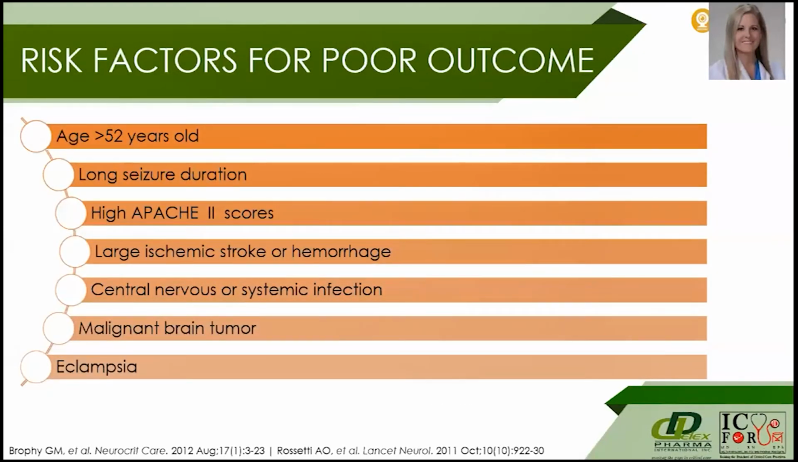There are a few risk factors to consider that indicate poor outcomes in these patients. Being over the age of 52, having a longer seizure duration, high APACHE II scores, which indicate severity of illness, if it's caused by a large ischemic stroke or hemorrhage, if there is a central nervous system or systemic infection, a malignant brain tumor, or eclampsia.